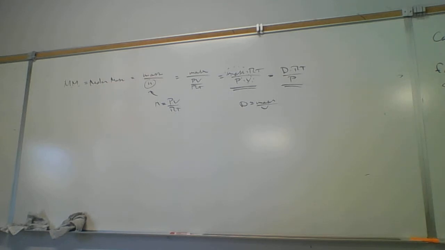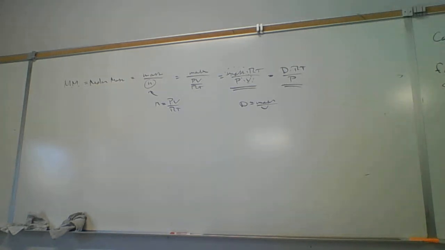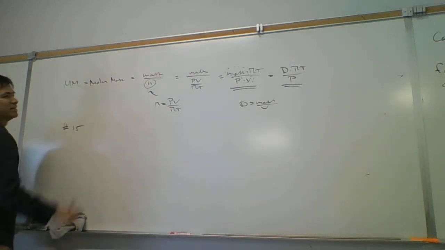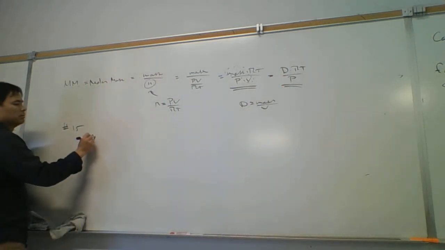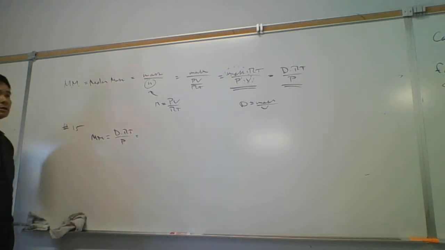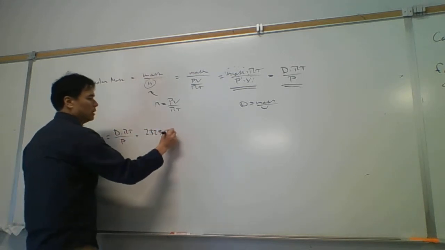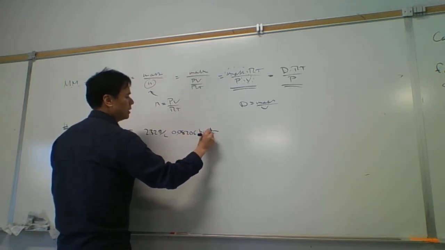So let's go back up and look at number 15. The STP density of an unknown gas is found to be 2.32 grams per liter. What is the molar mass of the gas? So in number 15, they give us the density. So I'm just going to use this equation here. The molar mass of the gas is equal to the density times R times T divided by P. The density is going to be 2.32 grams per liter. R is 0.08206 liters times atmosphere divided by mole Kelvin.